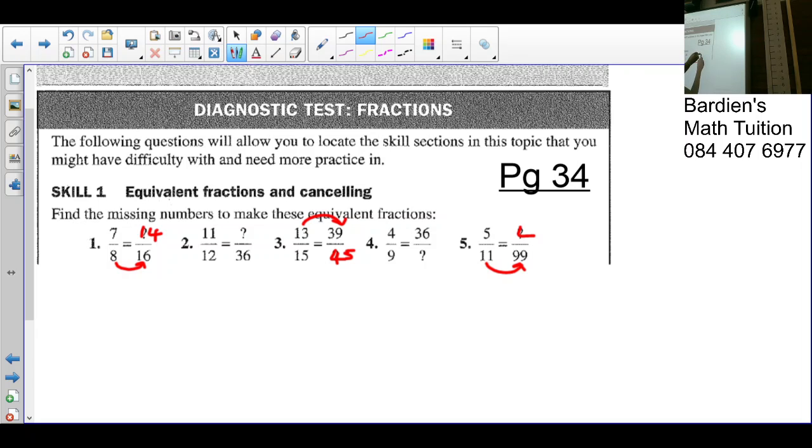5 times 9 is? Are you all okay with that? So this one here, I didn't ask you to do, but that is 12 times what is 36? 3, so that's going to give you 30. 4 times what is 36? 4 times 9. And 9 times 9 is? 81. Are you all okay with that? Any confusion there? No.